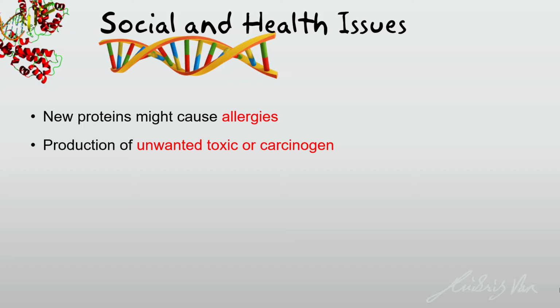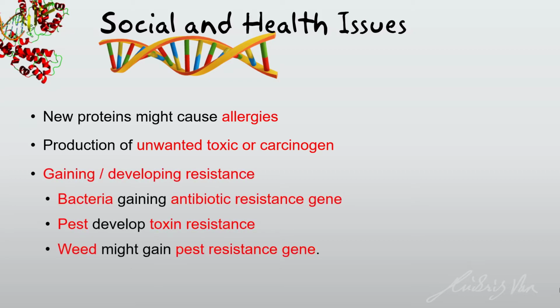The next point is all about gaining or developing resistance. Bacteria that cause disease might gain antibiotic resistance. Pests might develop toxic resistance because only those that don't get killed by the toxic will survive. So in the end, the future generation of those pests will have the resistance to the toxic.